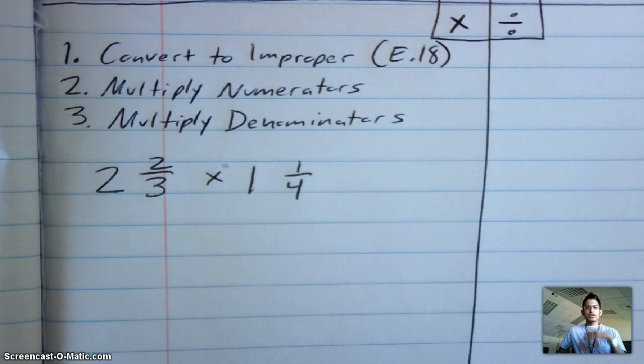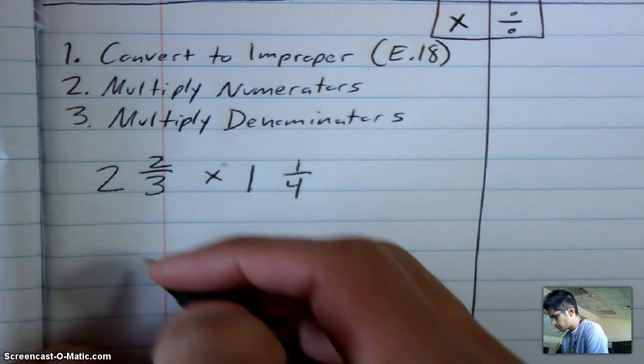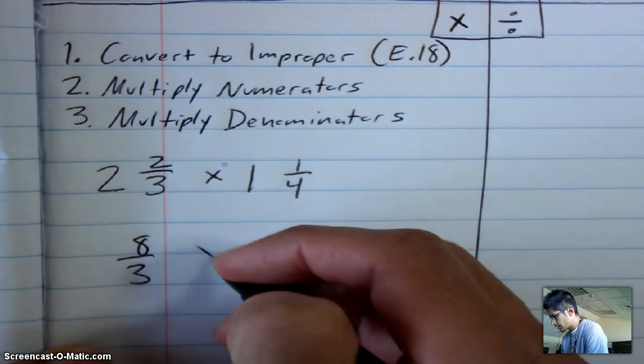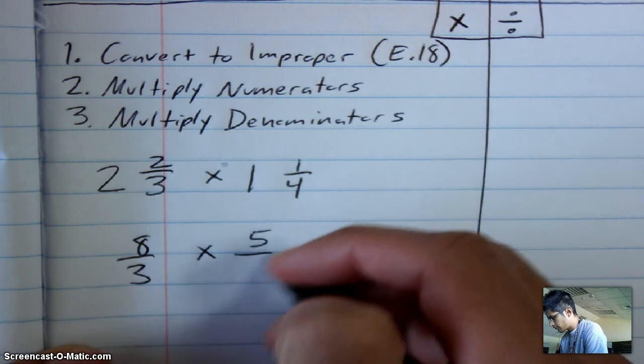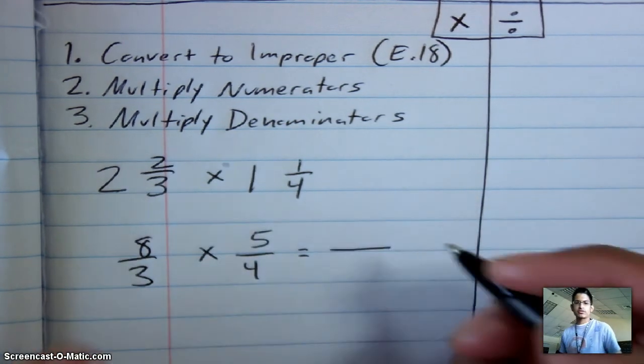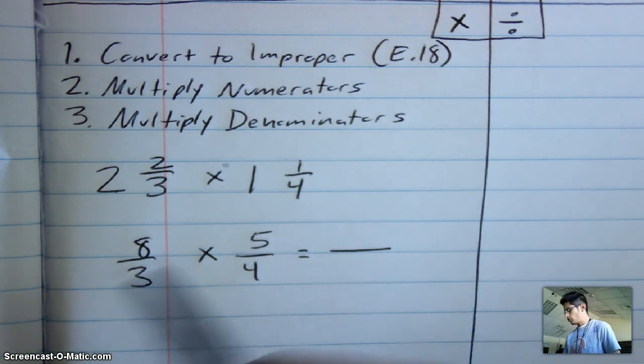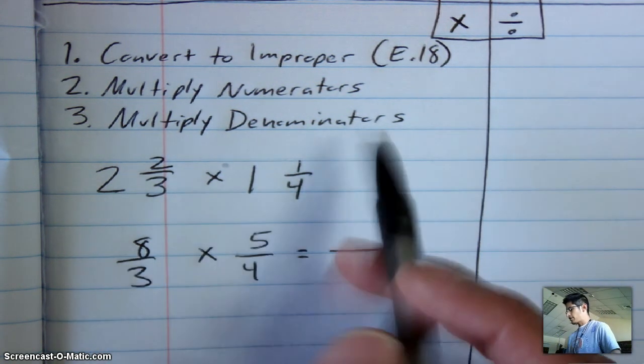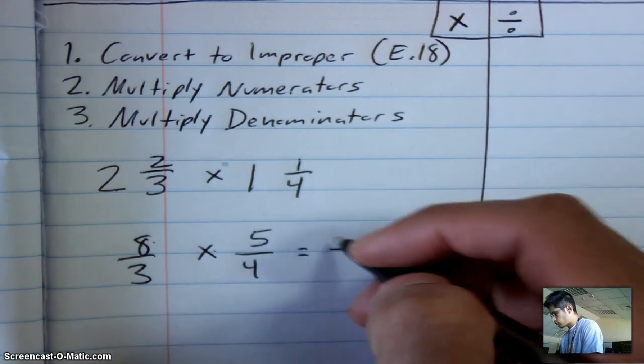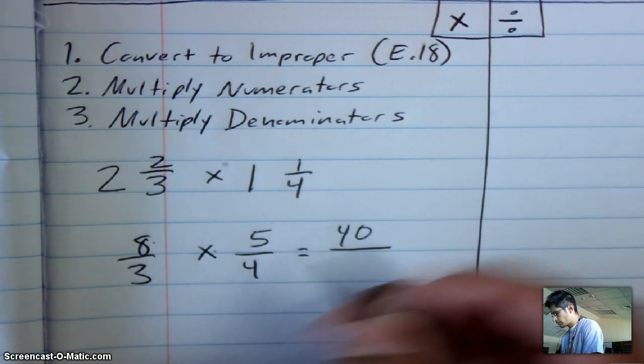Alright guys, next is multiplying, and the first thing you should always do is convert to an improper fraction. That's episode 18 if you want to go back and watch that. Multiply your numerators and multiply your denominators. So I have to convert these into improper fractions first. So this is going to be 8/3 times 5/4. And one thing we've been learning a lot in class is an easier way to multiply these two fractions instead of drawing them out, which is to multiply the numerators and then multiply the denominators. So 8 times 5 is 40, and 4 times 3 is 12.